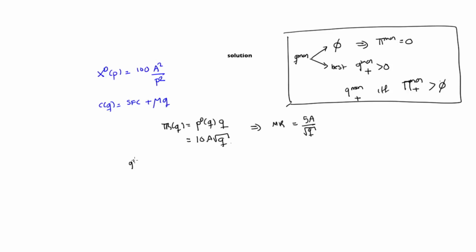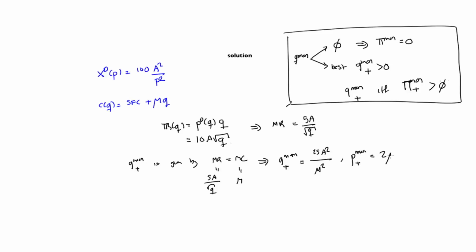Now we also know that the best that the monopoly can do, conditional on entry, is given by marginal revenue equals marginal cost. The marginal cost is constant and equal to mu, so 5A over square root of Q is equal to mu, and this implies that the quantity of the monopoly, conditional on entry, is equal to 25A squared divided by mu squared. And also, if you go back and substitute in the inverse demand function, you're going to get that the price of the monopoly, conditional on entry, is equal to 2 mu.